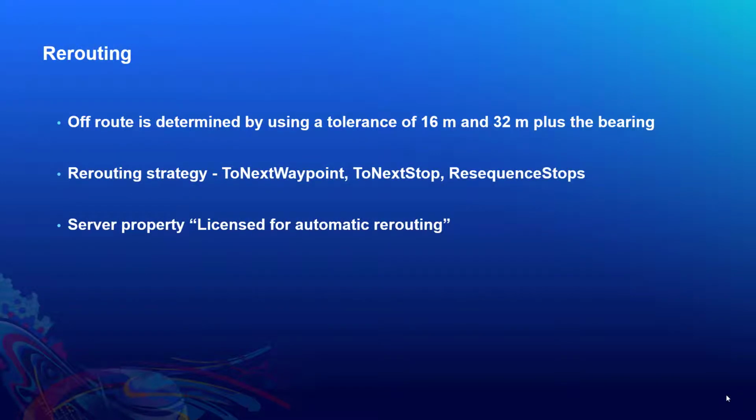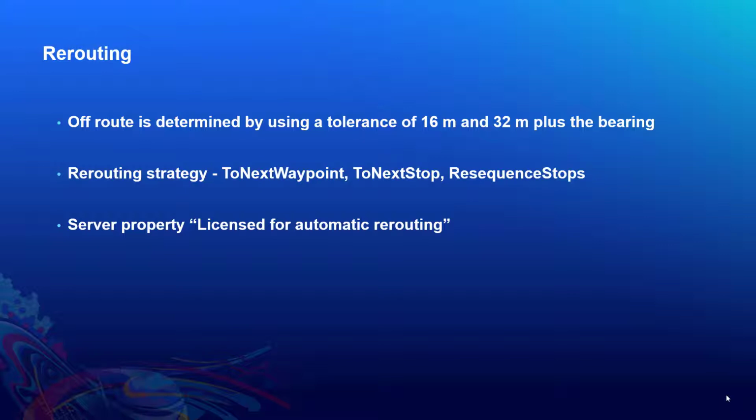Now, rerouting is something that it can do automatically when off route, but this is optional, so it doesn't have to be set. Off route uses a distance and the current bearing versus the route's path bearing to determine if off route. So it uses 32 meters if moving along a segment, so that is the bearing's the same, or 16 meters if moving away from a segment, that is the bearing is different.